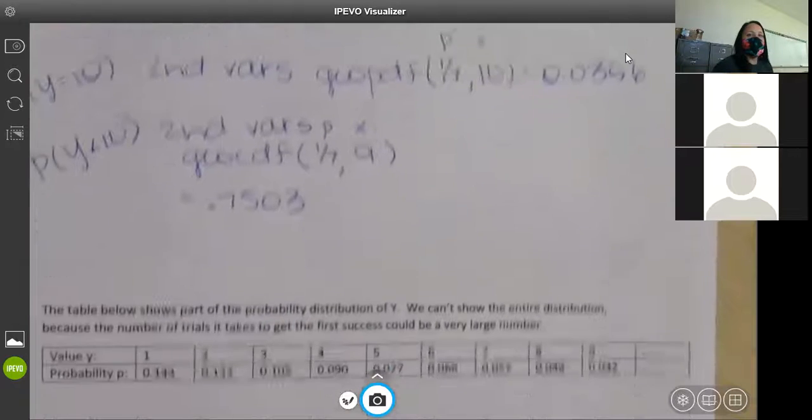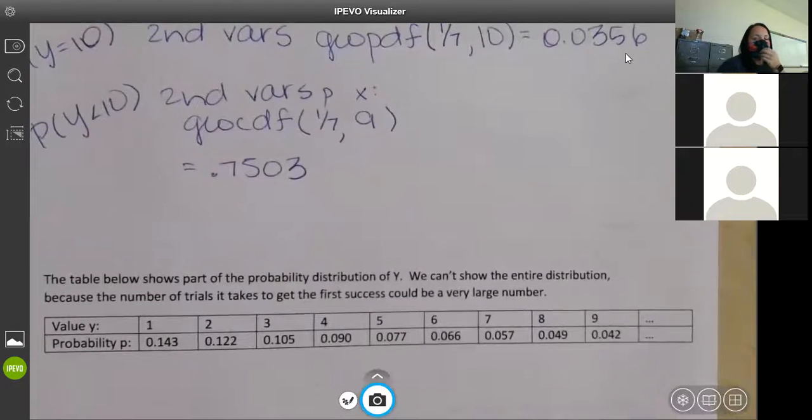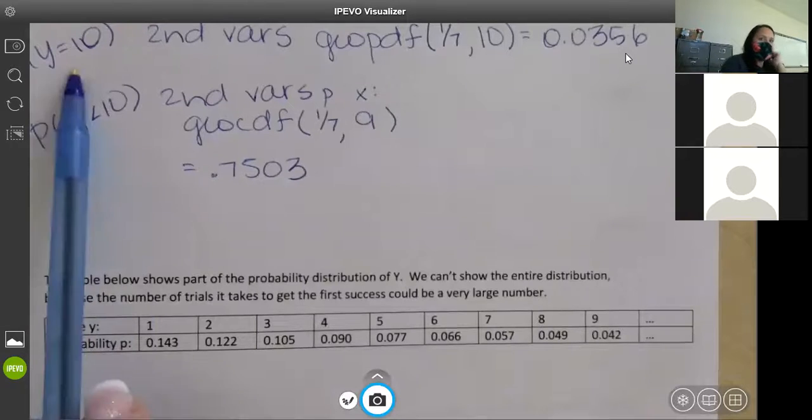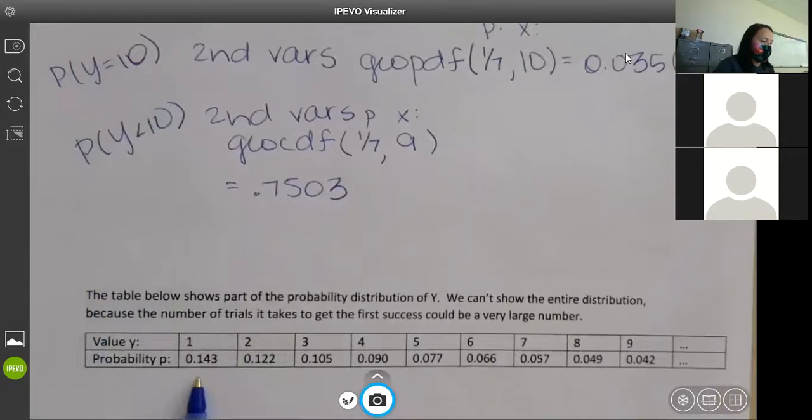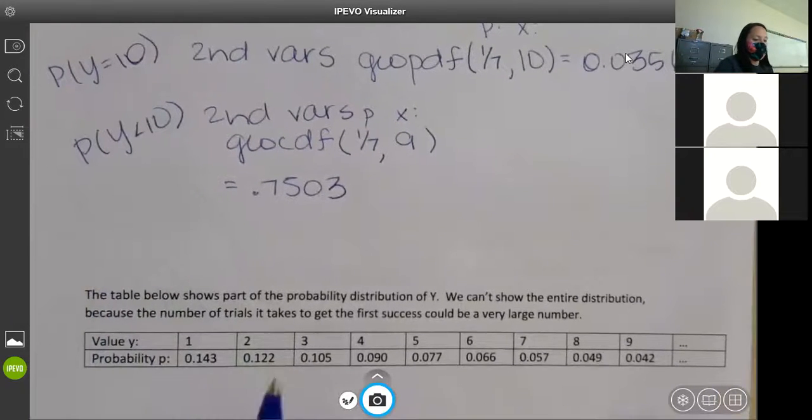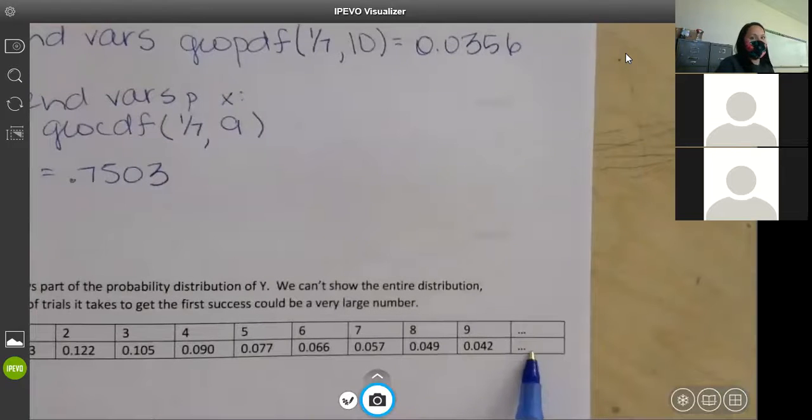All right. The table below shows part of the probability distribution of Y. We can't show the entire distribution because the number of trials it takes to get the first success could be a very large number. So if I did Y equals 1, this is the value I'd get. If I did 2, this is the value, 3, whatever. But this chart keeps going because we don't have a fixed number like we did in binomial. So that's all it's showing you. Okay.